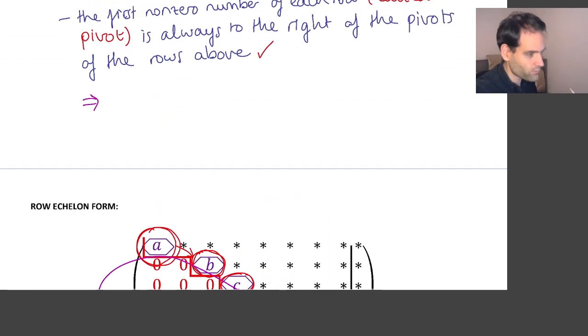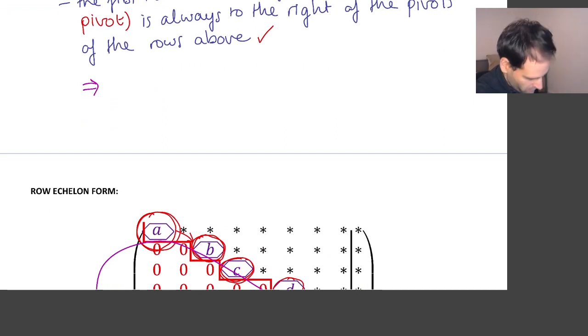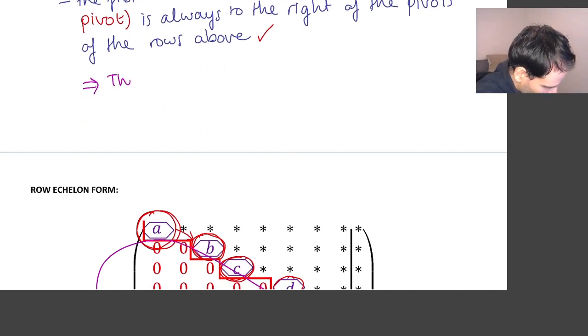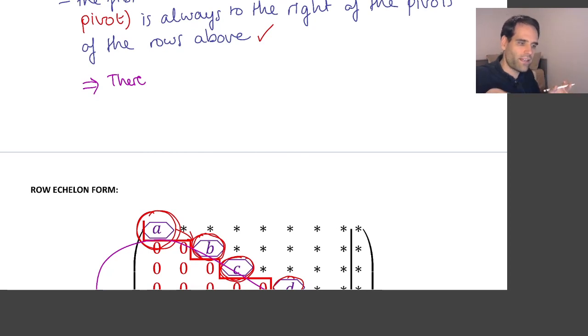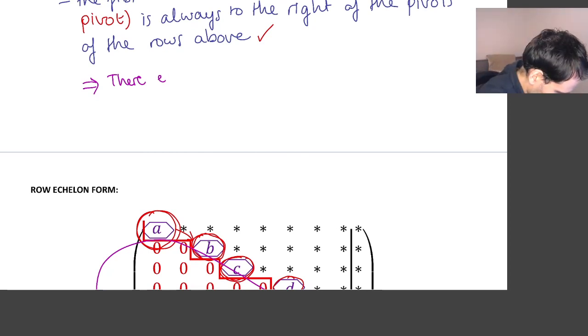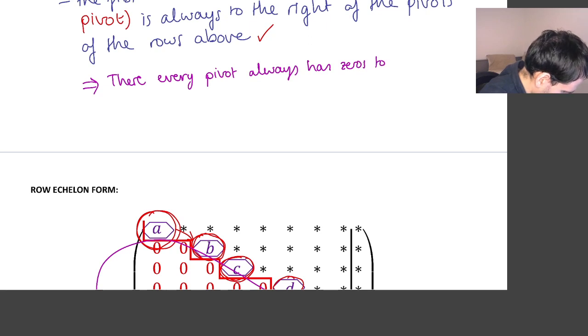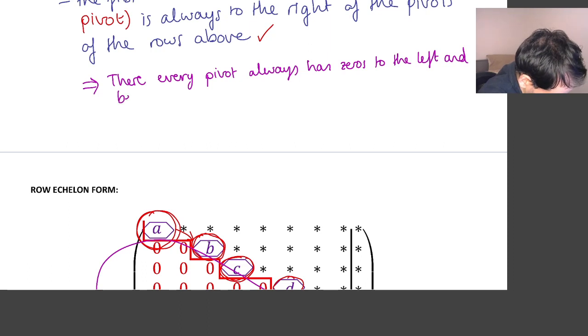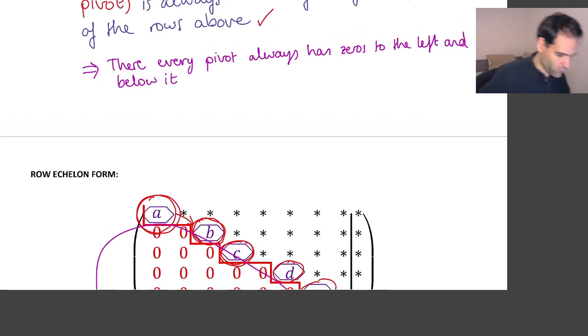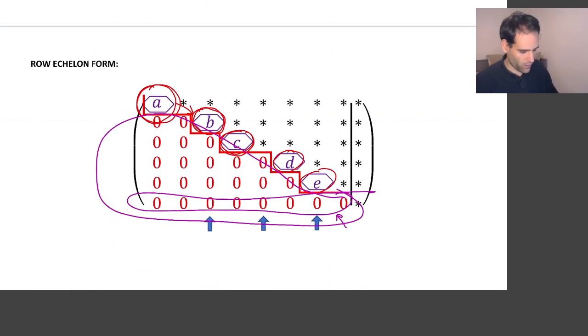Okay. So let's write that. Therefore, every pivot has zeros to the left and to the bottom of it. Okay. So in particular, every single pivot always has zeros below.